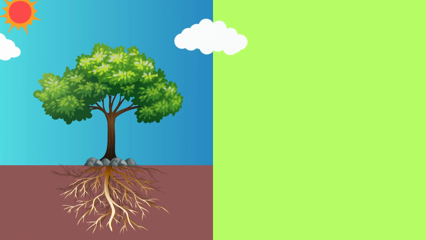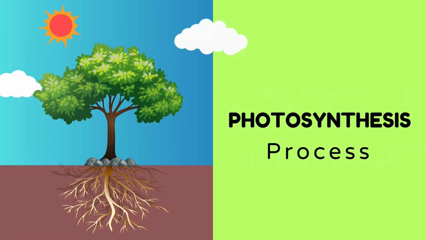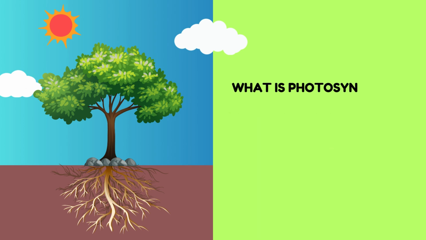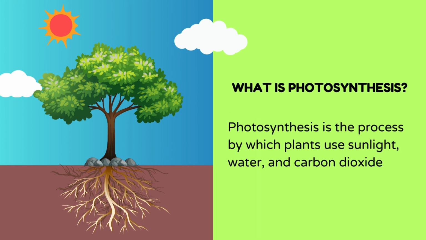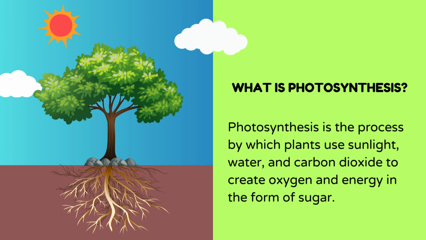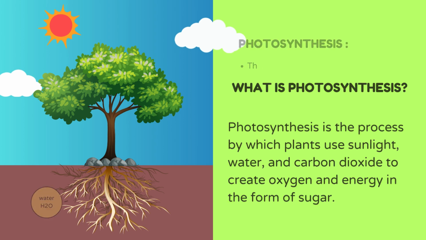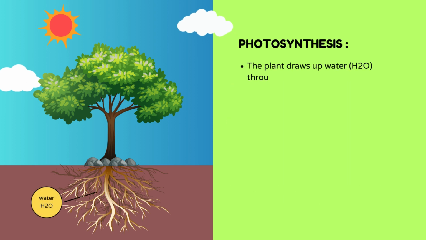Have you ever wondered how these tiny green leaves become nature's own power plants? Well, today, we're diving into one of the most fascinating processes on Earth, that is photosynthesis. Photosynthesis is the process by which plants use sunlight, water, and carbon dioxide to create oxygen and energy in the form of sugar. The plant draws up water, H2O, through its roots.